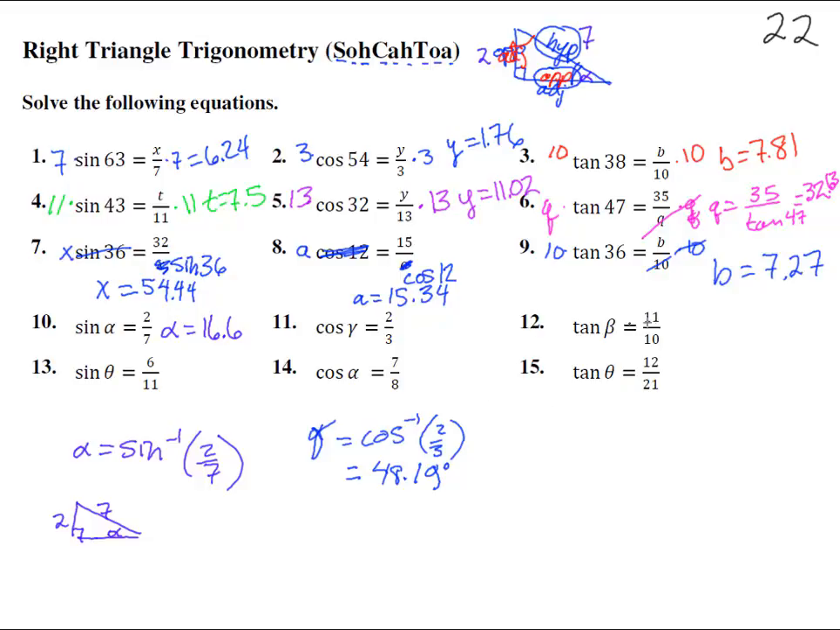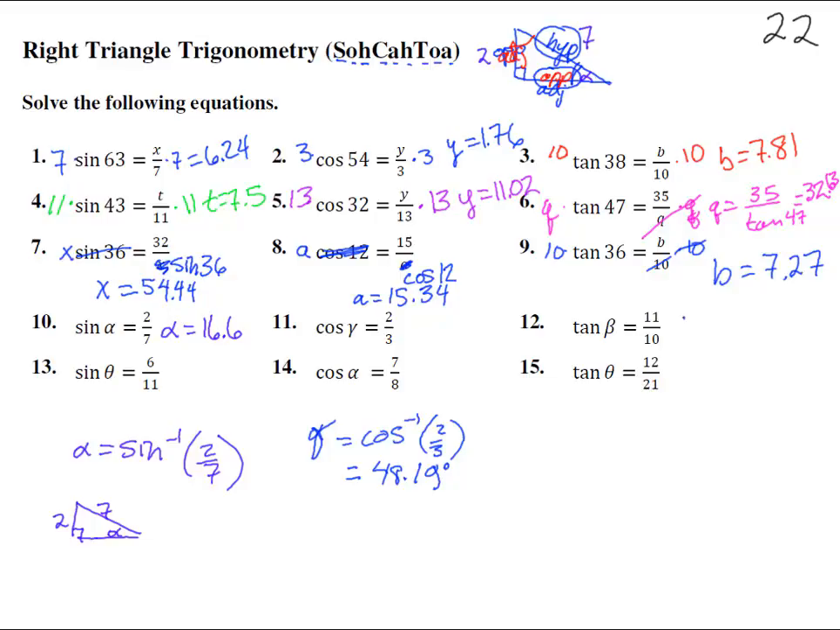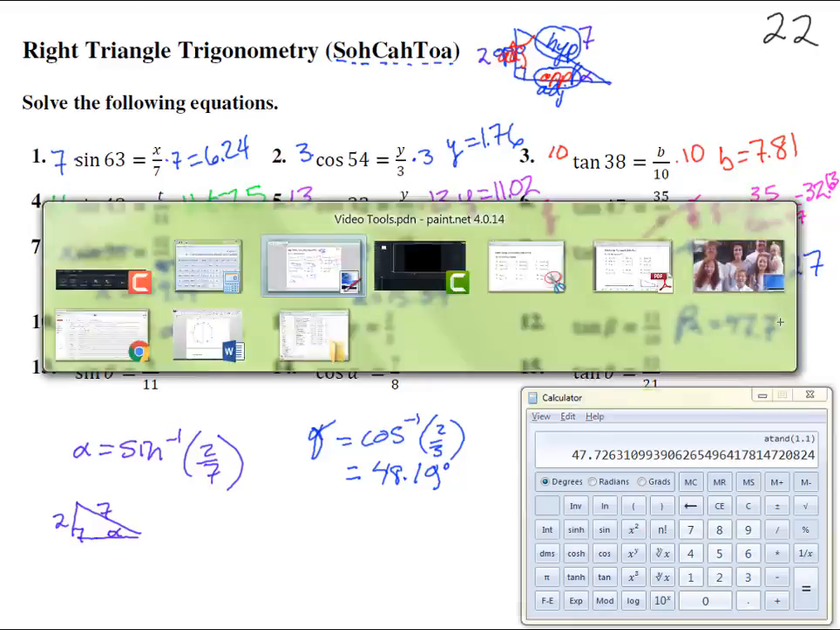Number 12, tangent of beta equals 11 over 10. So we'll take 11 divided by 10 in our calculator, and then inverse tangent. And we get 47.73 degrees. Beta equals 47.73 degrees.